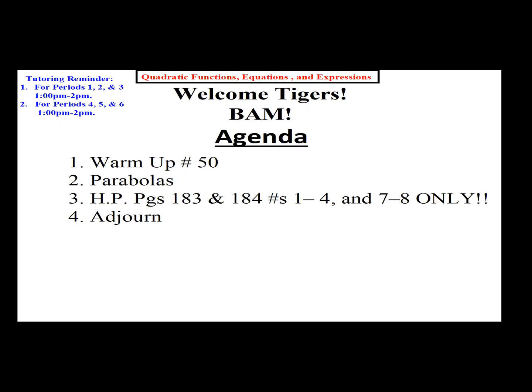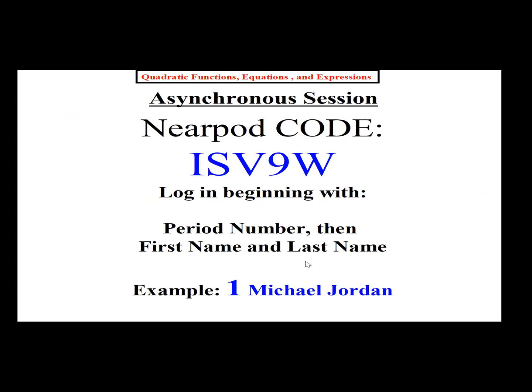Now I'm breaking down this lesson a little bit more into parts because they put too much stuff in it, and I just wanted to develop a couple of things before we did the whole thing, okay? So your asynchronous code for Nearpod is, let's see, Nearpod code ISV9W. Make sure you write that down, ISV9W. Your asynchronous code, once again, ISV9W.